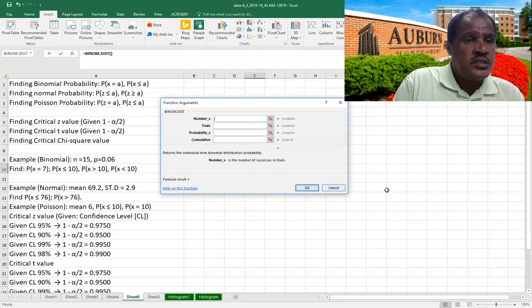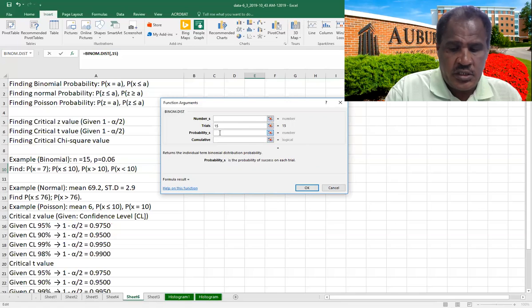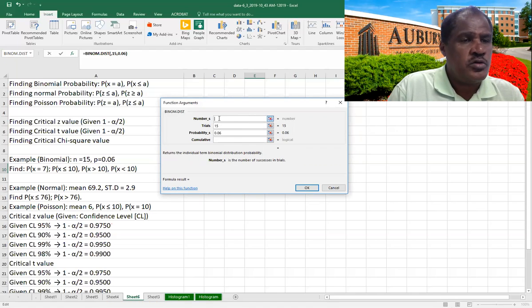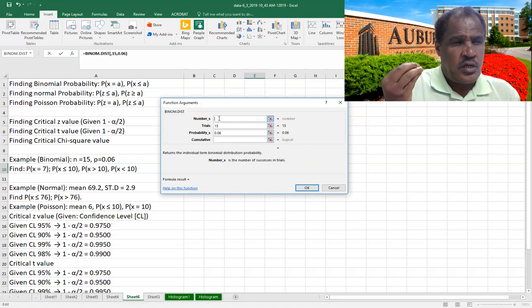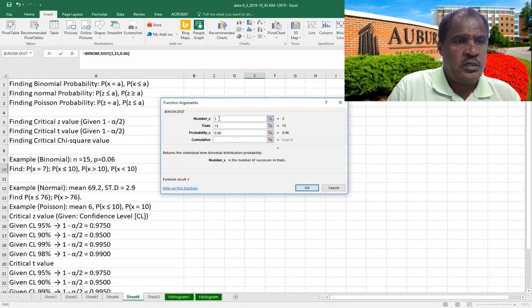So in this case, I'm going to put here n is 15, the number of trials is 15, the probability of success in this case is 0.06. That is the probability of a millionaire. And let's say I would like to know the probability that among the 15, 3 or less are millionaires. So I would like 3 here.